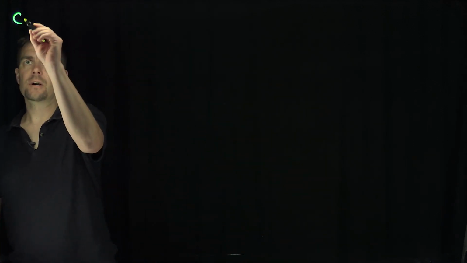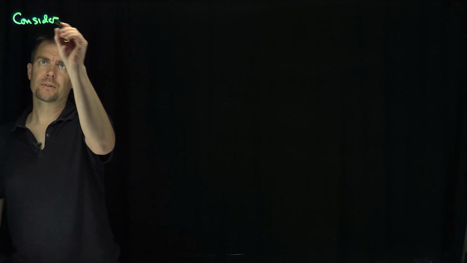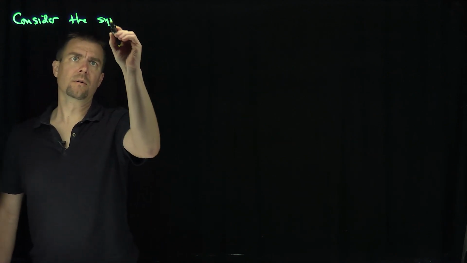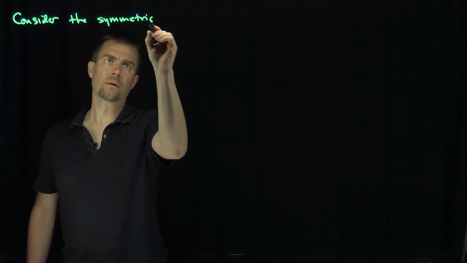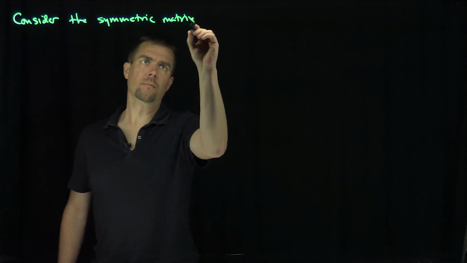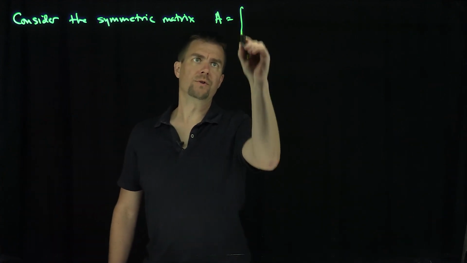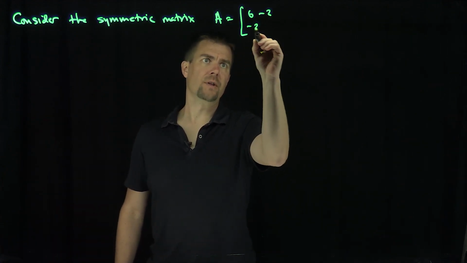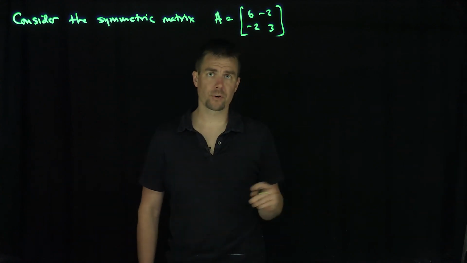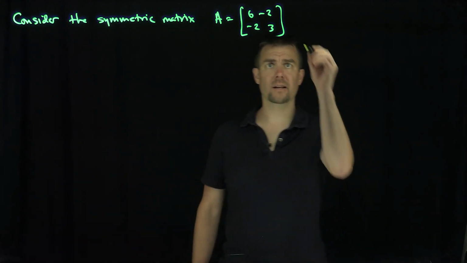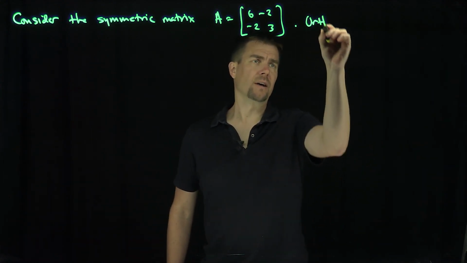Hello students, in this video we'll see an example of orthogonal diagonalization. Let's consider the symmetric matrix A, which is [6, -2; -2, 3]. That's clearly a symmetric matrix. Let's orthogonally diagonalize this.